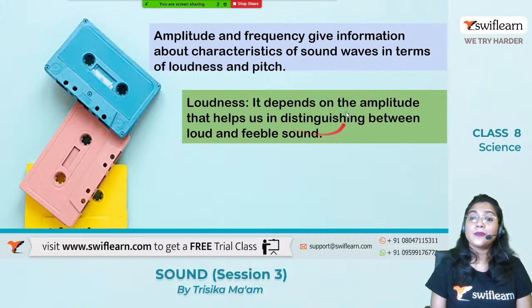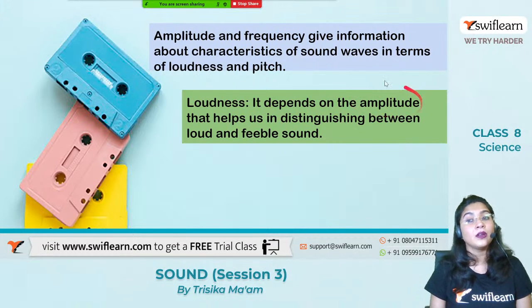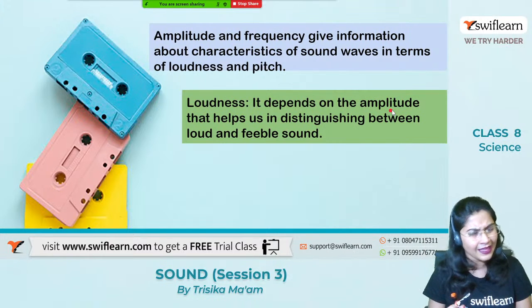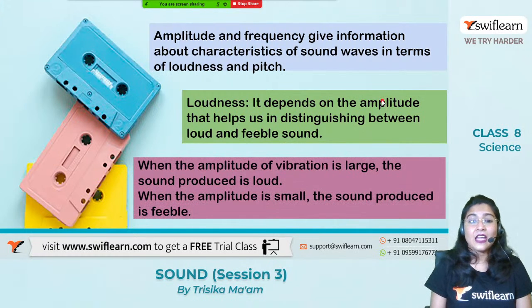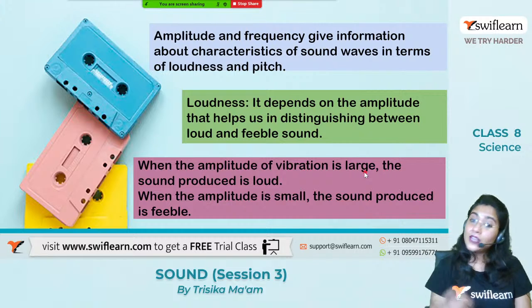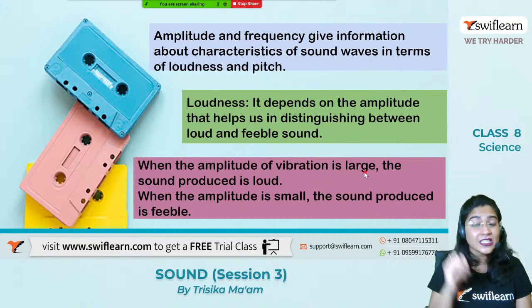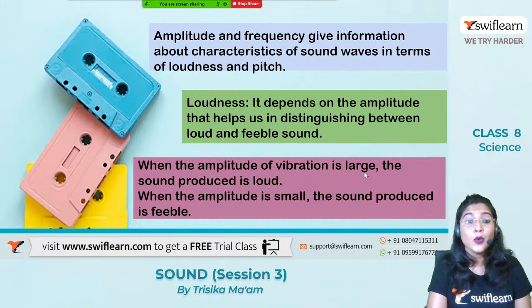So the loudness depends on the amplitude, which helps us to distinguish any sort of sound, whether it is very loud or very feeble, right? Exactly. When the amplitude of the vibration is large, we hear that the sound is very loud. And if the amplitude is very small, meaning the distance between the mean position and the extreme end of the wave is very small, we can say that the sound is very feeble, right?